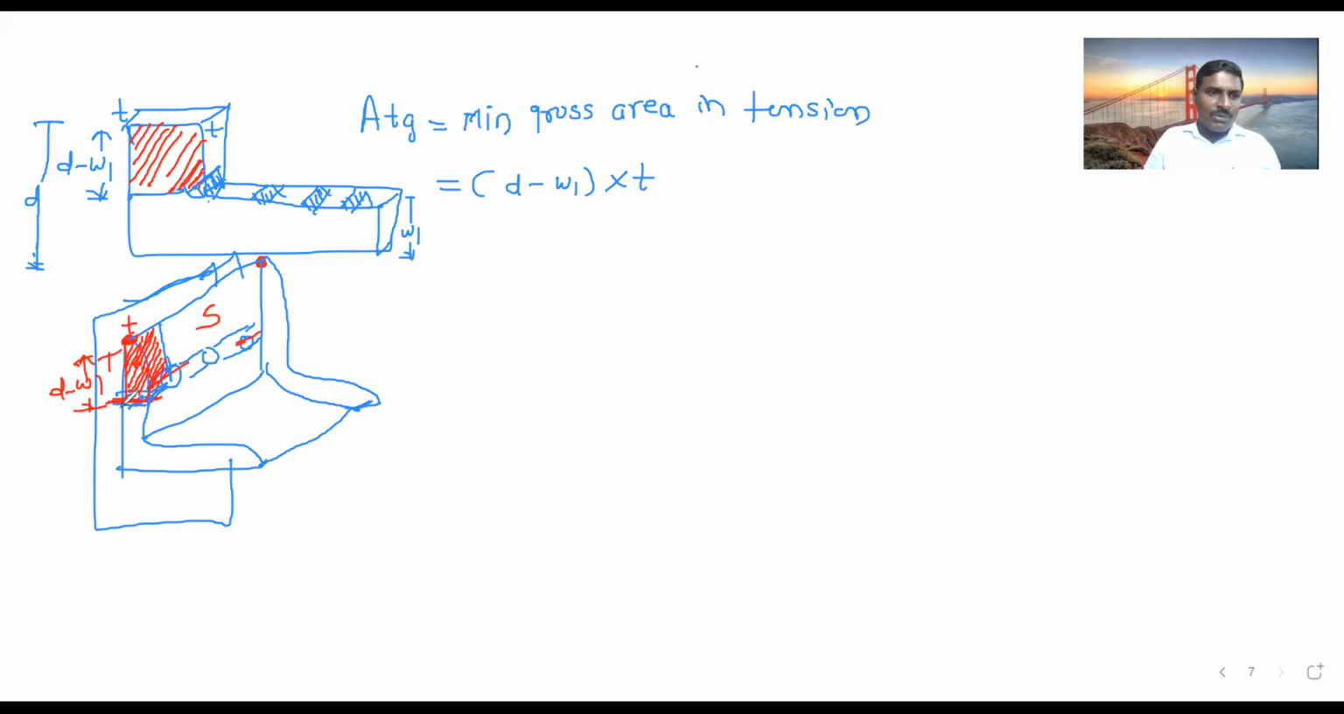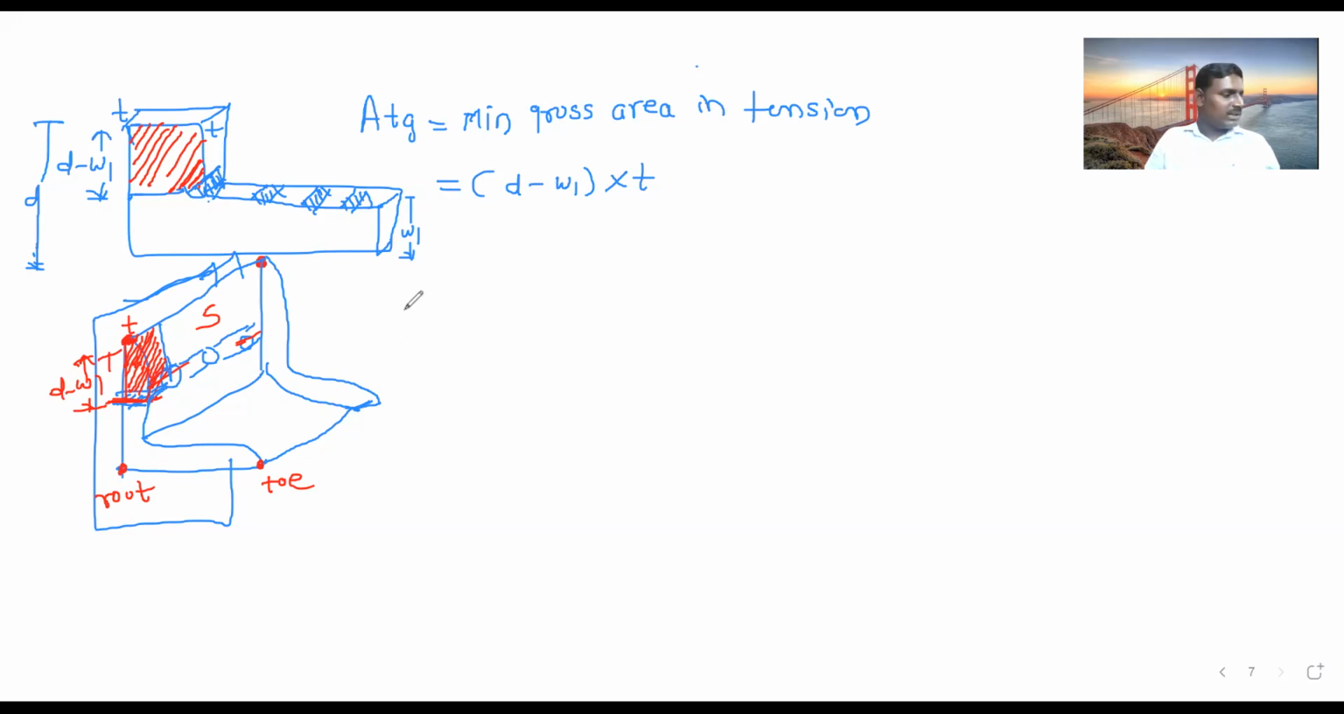Got it? Toe means from the center line of this bolt, the last part of the angle is what we call the toe. This is the root. This point is again one toe; this side toe, this side toe. Got it? So from this bolt hole to this is your area under tension. So this formula, D minus W1 into this thickness, gives the minimum gross area in tension.